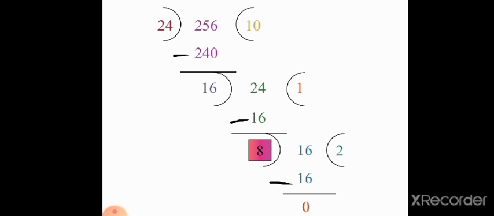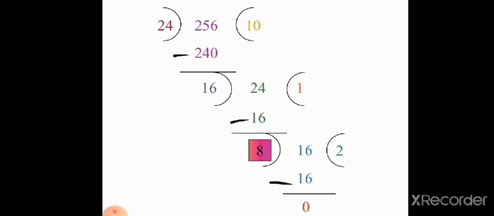In the case of HCF, the last remainder becomes the divisor for the second step and the previous divisor becomes the dividend for the second step. So in the same way, we will divide 24 by 16. So 16 times 1 is 16. Again, after subtraction, it's 8. Now in the same way, 8 will divide 16. So 8 times 2 equals 16. After subtraction, it's 0.